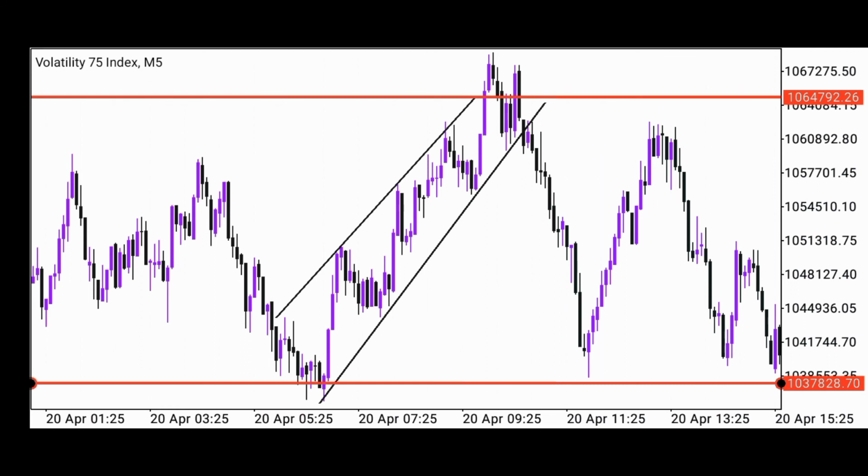So this is what you are supposed to do in order to be able to scalp VIX 75 on the lower time frames. You're going to be using the higher time frames to your advantage, because you want to be able to forecast and predict what is happening on the lower time frames. So in order to know what is happening on the lower time frames, you need to know what's happening on the higher time frames.